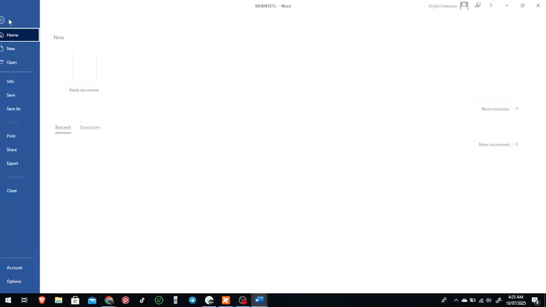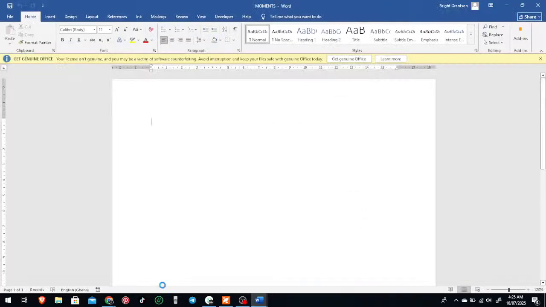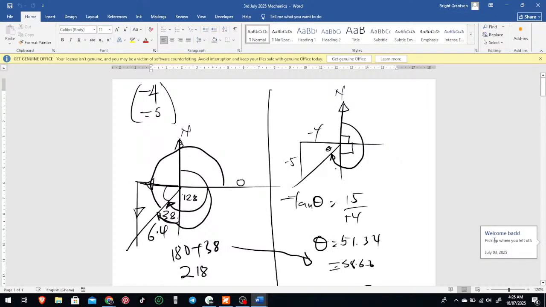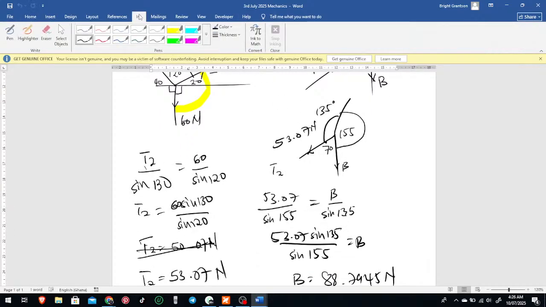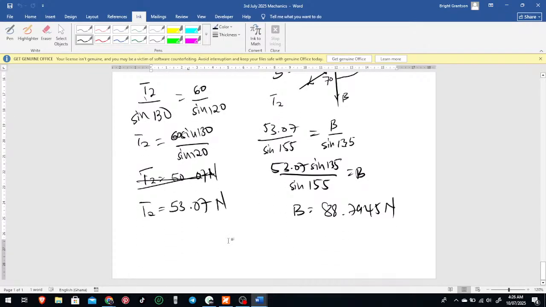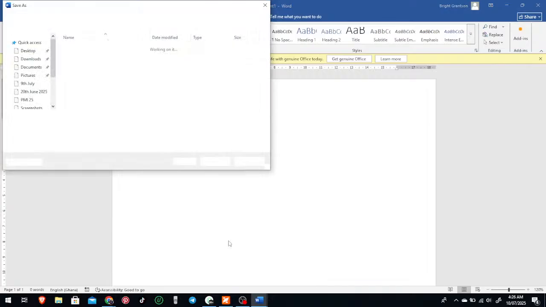The things we saw yesterday, I can't find anything. Just create a new sheet. Today is the 10th July.